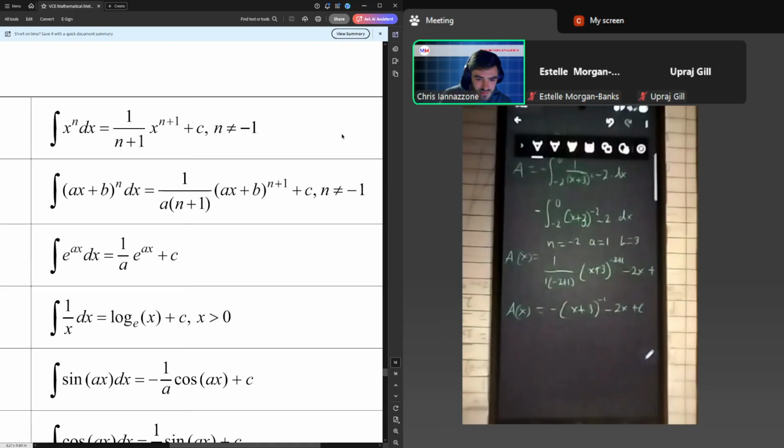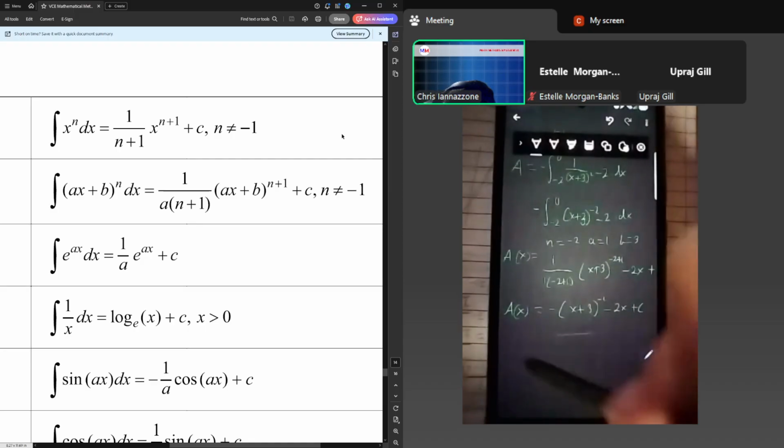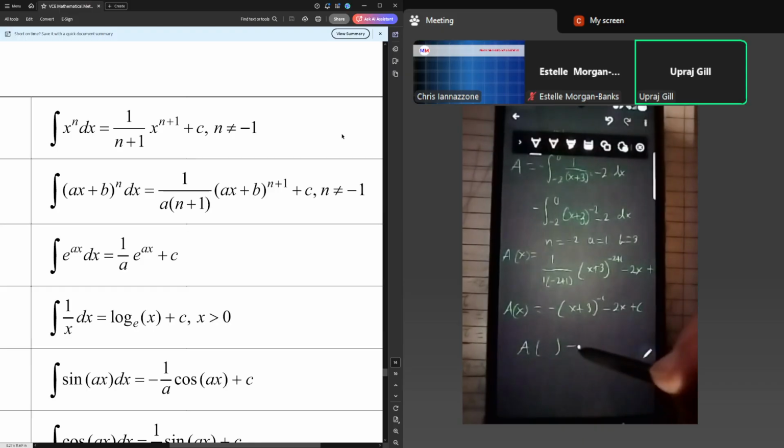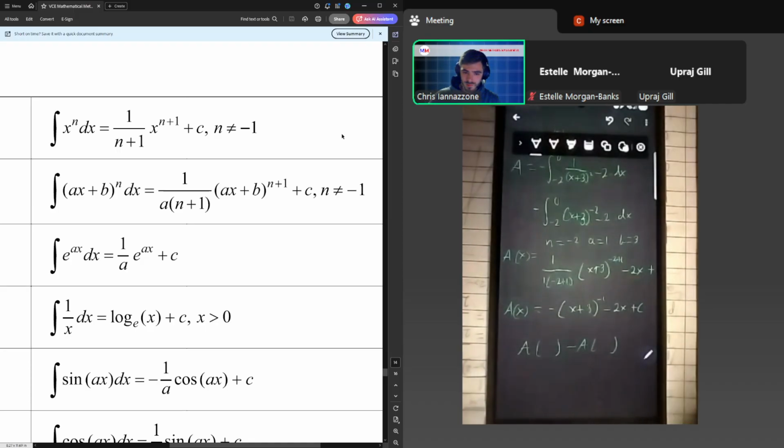Does anyone know the next step after you antidiff when you're doing definite integrals? Do we have to substitute the terminals and then subtract? Yeah, correct. Do you know what order you do them in? Like capital A of what minus capital A of what? I don't know, in this case I think we do the -2 first, the bottom terminal. I'm not sure though. I haven't done this.